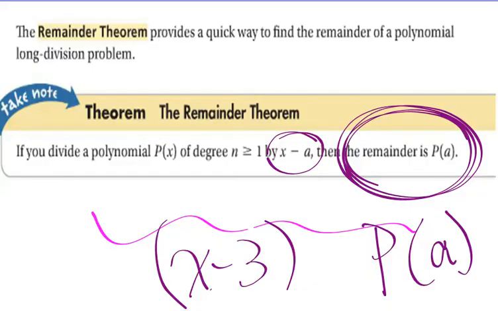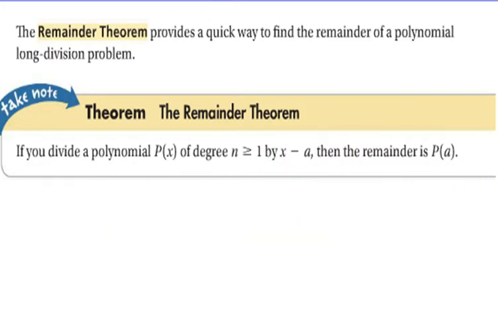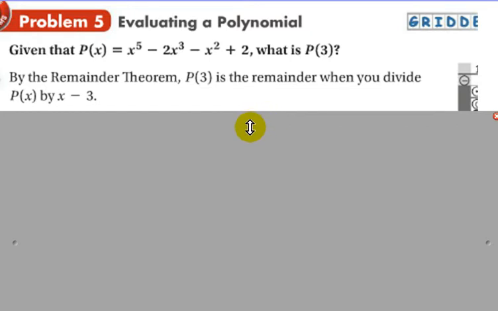Now let me do the last problem, the remainder theorem. It says if I divide a polynomial of degree n greater than or equal to 1 by x minus a, then the remainder is just p of a. It doesn't make much sense till we really look at it, right? It's just a quick way to find the remainder of a polynomial, and here's how we do it.